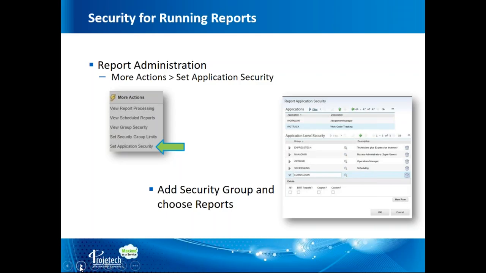You can get BIRT reports, Cognos reports, or custom. Even though QBRs are BIRT reports, they fall under the custom option in this instance. So if you want people to be able to see QBRs, Cognos reports, or BIRT reports, you can just check all, or you can check individual boxes, depending on what they should have access to.